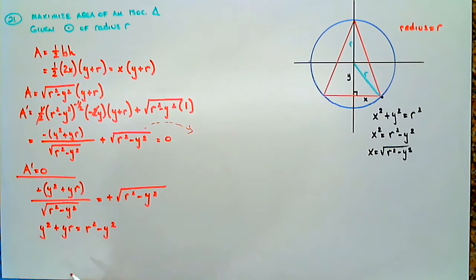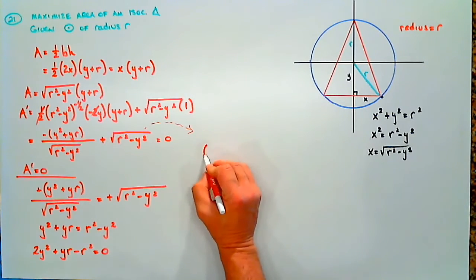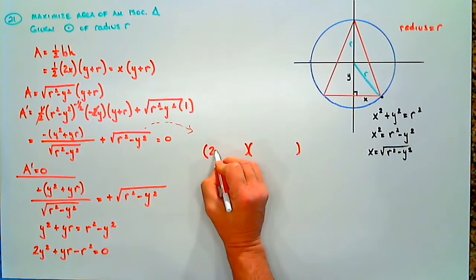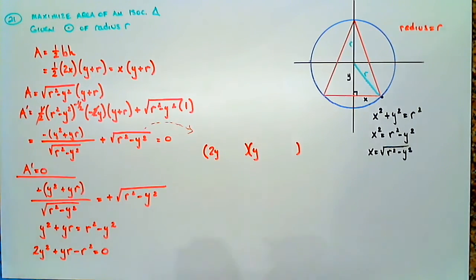Now, if we bring those terms over here, what are we left with? We're left with 2y squared plus yr minus r squared equals 0. Now, if we factor this, what are we going to get? We're going to get 2y and a y. And then we need a minus r squared.